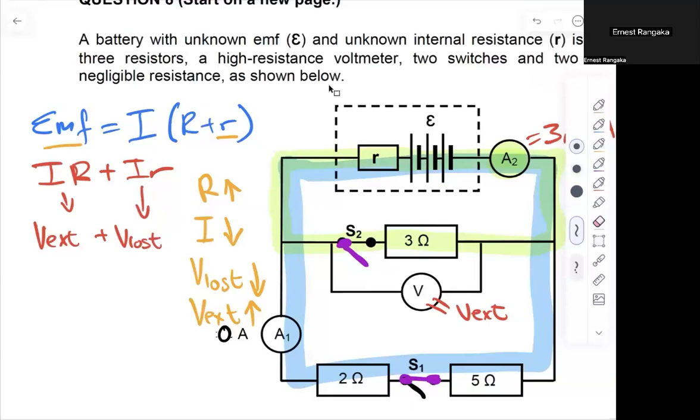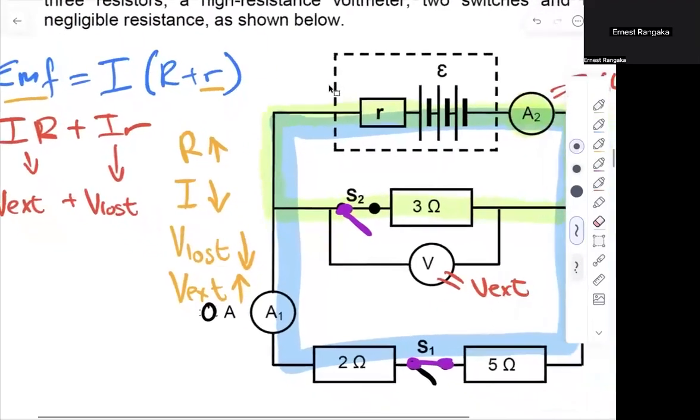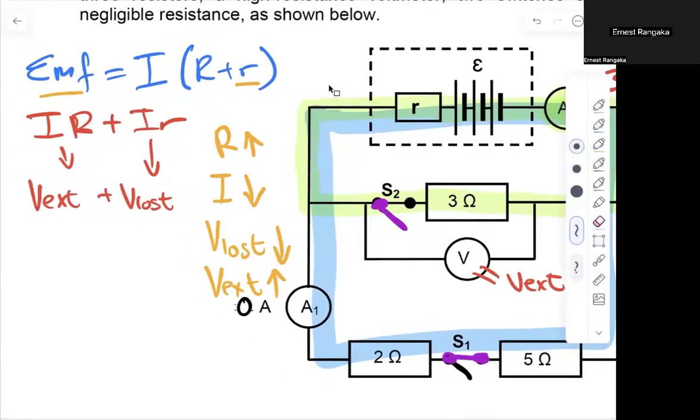So to figure out what happens to my V external, remember, EMF remains constant. I need to go and look at that system there. What happens to my resistance? How does that affect my current? How does that affect my voltage? And the first thing is the current through my battery goes down. That means even my V lost will go down. And if V lost goes down, the rest of that electrical energy goes outwards into my V external. And then we know that our final answer means that the V external there will increase. So the voltmeter reading, here's your final answer, will increase.